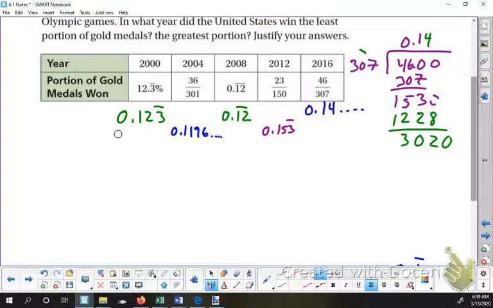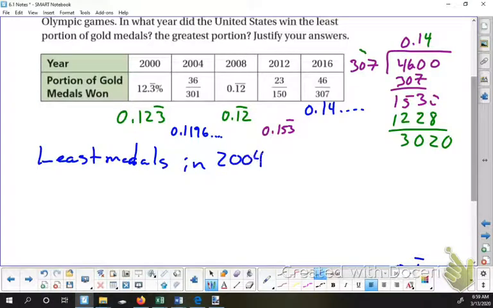All right. So, which was the least? My least, 1, 2, 1, 2, 1, 5, 1, 4, 1, 1. The least year. So, least medals in 2004 with 0.1196. We didn't find the repeating yet. It may be that 6, but we don't have to find the repeating. We just have to know that that's the least.